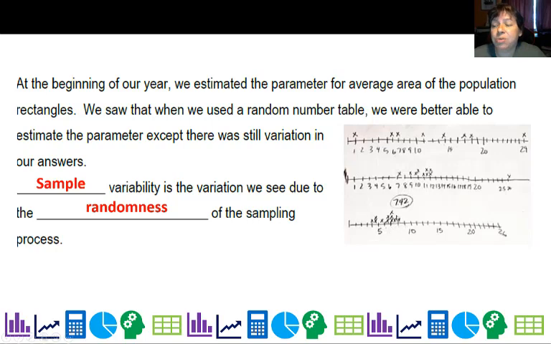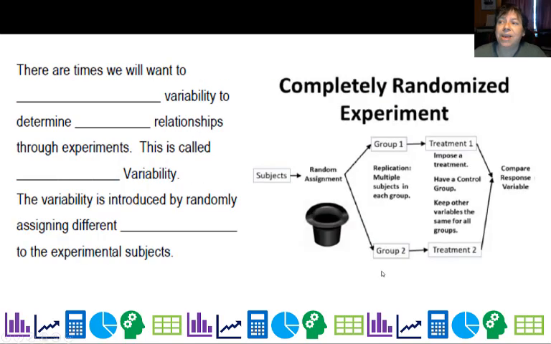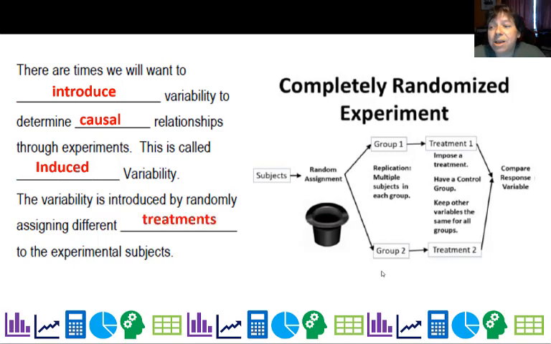Why do we stick with the randomness? Because on average, we do better when we eliminate biases and we use randomness in sampling and other things like experiments. So in experiments, we want to introduce variability so we can determine causal relationships. This is called induced variability. And the way we do it is we randomly assign different treatments to the experimental subjects. We don't let them choose and we don't choose. We just let randomness guide.